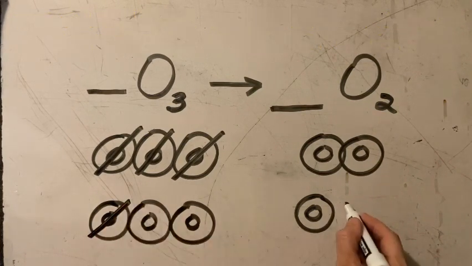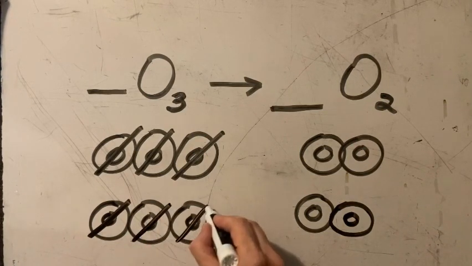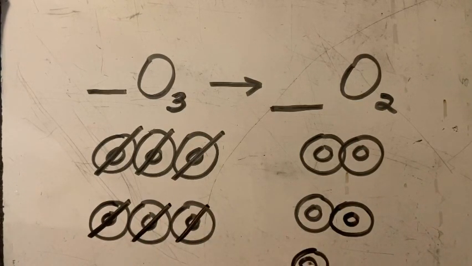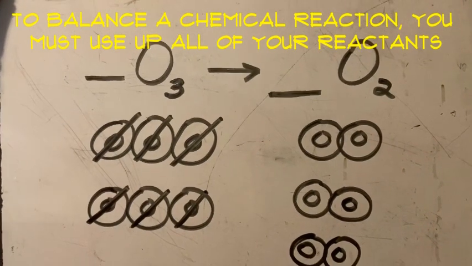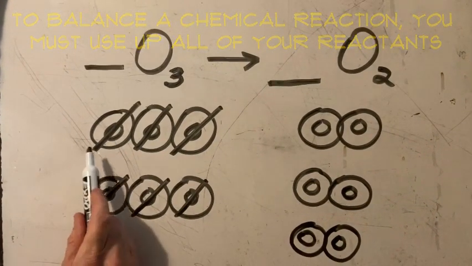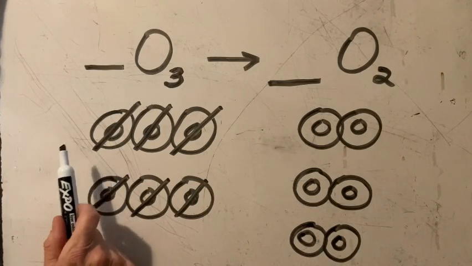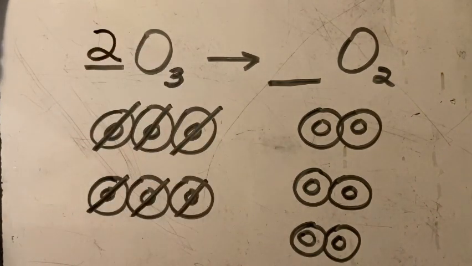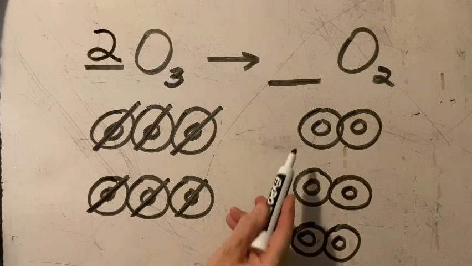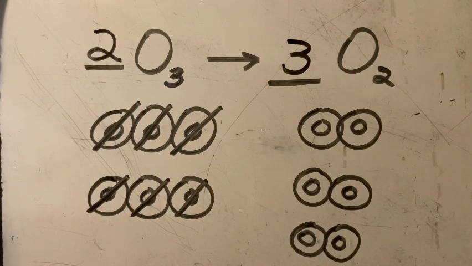So here we form our O2 molecule. And if you're following along, it looks like we can use up all of our reactants to form another mole of oxygen. Once we use up all of our reactants to form complete products, we can go ahead and use the coefficients. So we have how many sets of O3? 1, 2. So 2 moles of ozone break down to form 1, 2, 3 moles of oxygen. This reaction is balanced.